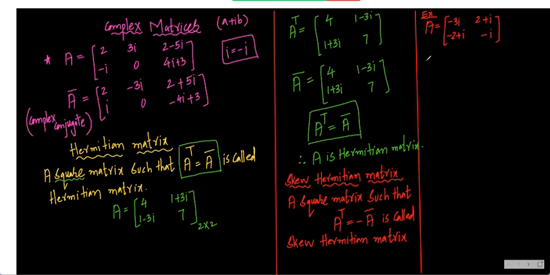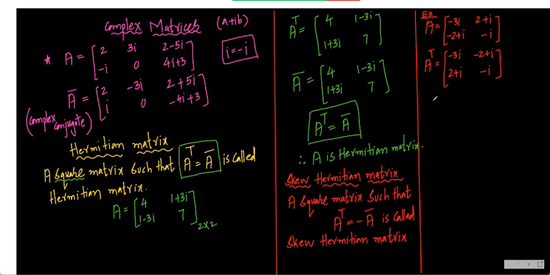Find out first of all the transpose. How do we find the transpose? We convert the rows into columns. This minus 3i as it is, this row becomes a column. Now next, this row, minus 2 plus i and this minus i, becomes a column. So A transpose is done.